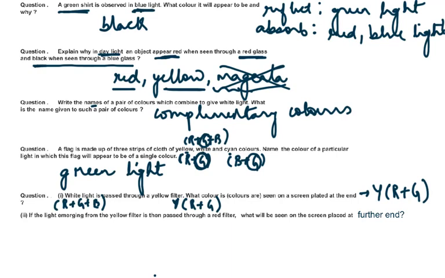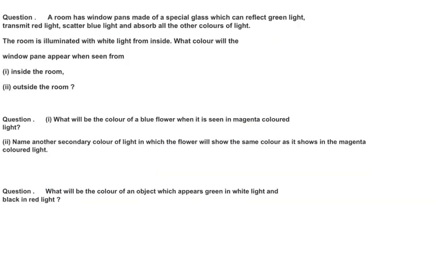Fine. Now the light emerging from the yellow filter is again passed through a red filter. If it is passed through a red filter, what colors are going to go further? Only red. So what will be seen on the screen placed at the further end? Red. Only red is going to appear further. Okay, let us move on to the next question.